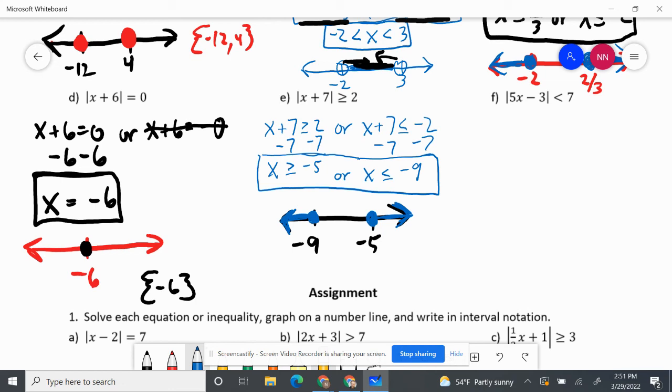And when we're writing our interval notation, what we have is negative infinity to negative 9, and we put a bracket. The or symbol, we have negative 5 to infinity.